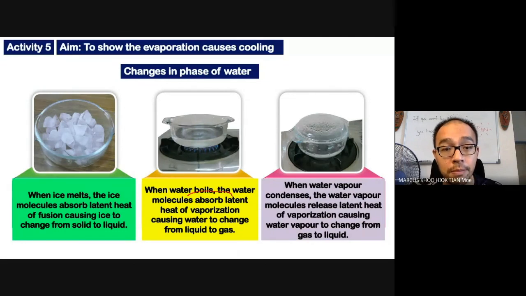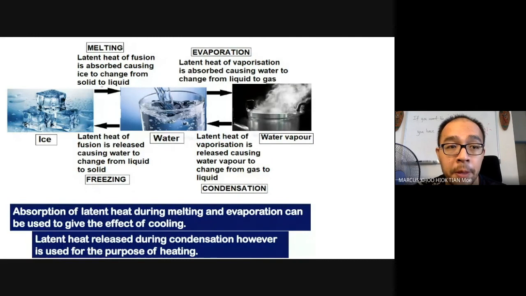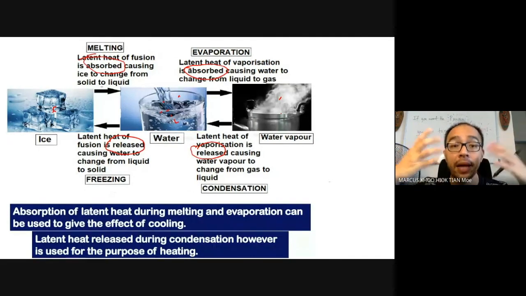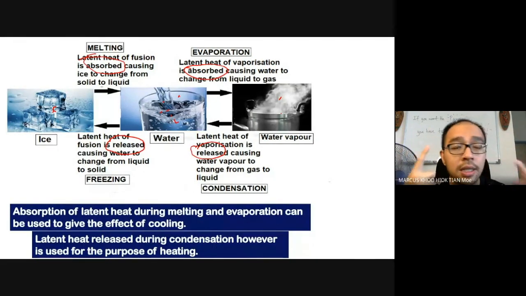The two most important words are absorption and release. So we need to think of this like this. Ice changes to water, absorb. Water changes to vapor, absorb. Vapor changes to water, gas to liquid, release. Water changes to ice, release. So we need to know which heat is being absorbed and which heat is being released, because it is the release and the absorption of heat that causes the change of phase.